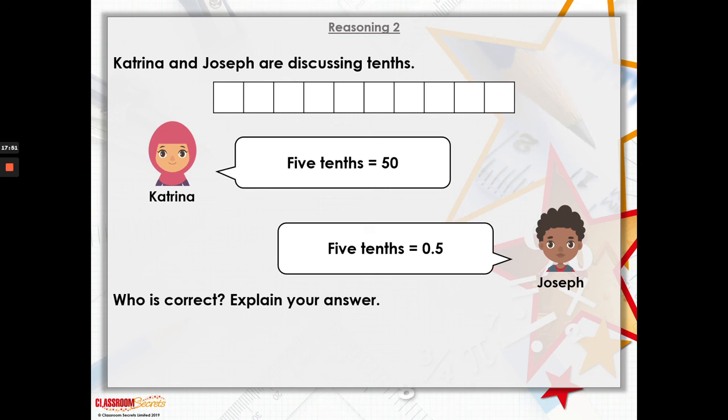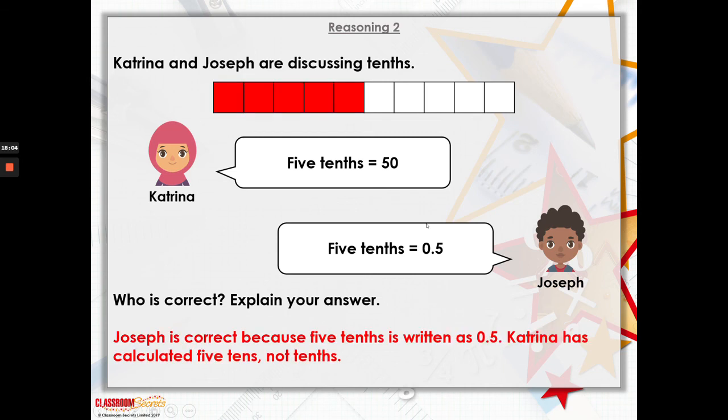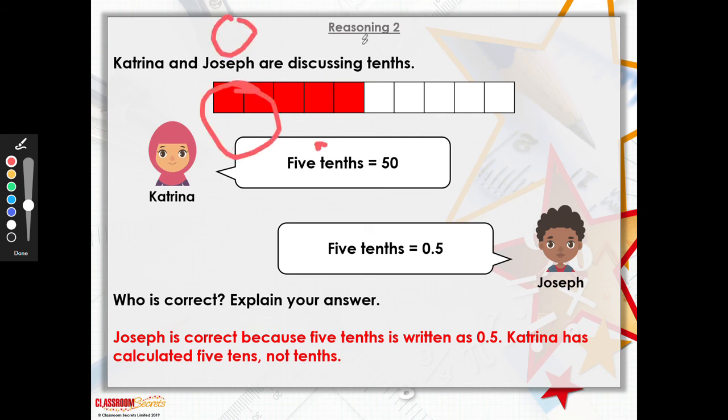Welcome back. Let's see who was right. Was it Katrina saying 5/10 is 50, or is Joseph correct saying 5/10 is 0.5? That's right, it was Joseph. Joseph is correct because 5/10 is written as 0.5. Using place value knowledge, we have no ones, then the decimal point, and after the decimal point we have tenths. I have 5/10, so the tenths column will be there.